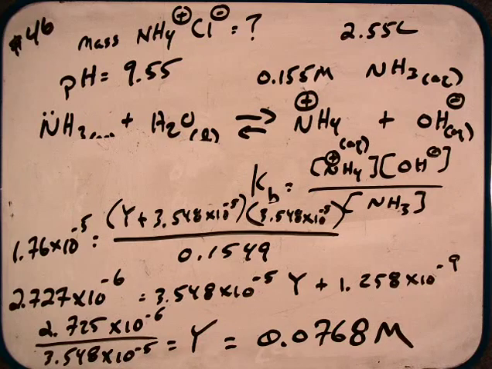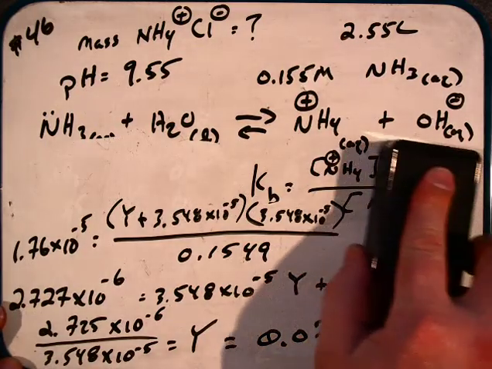So basically, again, this is kind of like chapter 15. We're trying to find an initial concentration, but since we're given the pH, we know the change, and so we can actually work backwards through the ICE table. So that's our molarity of y. It still hasn't answered the question yet as far as our mass, but we can go from there.